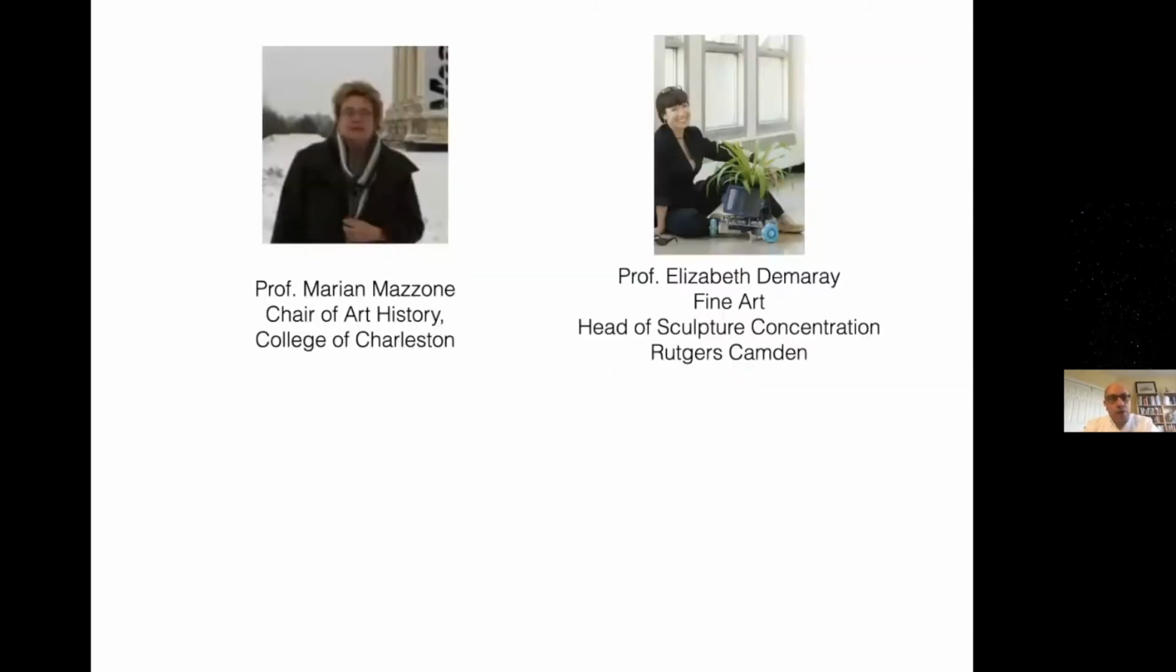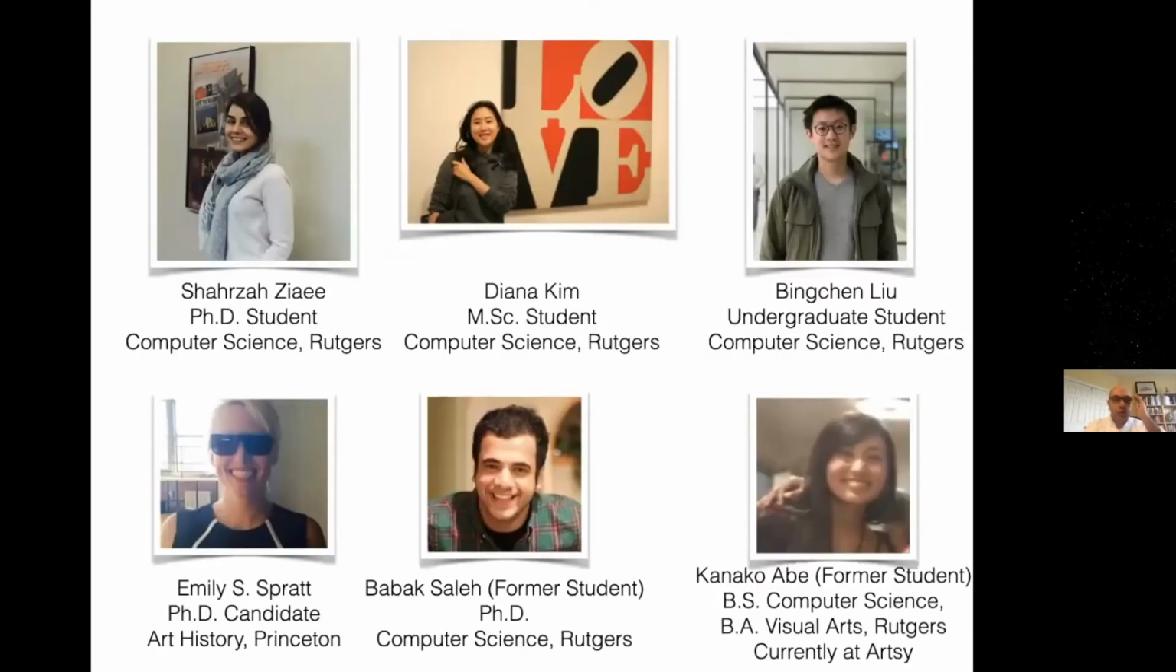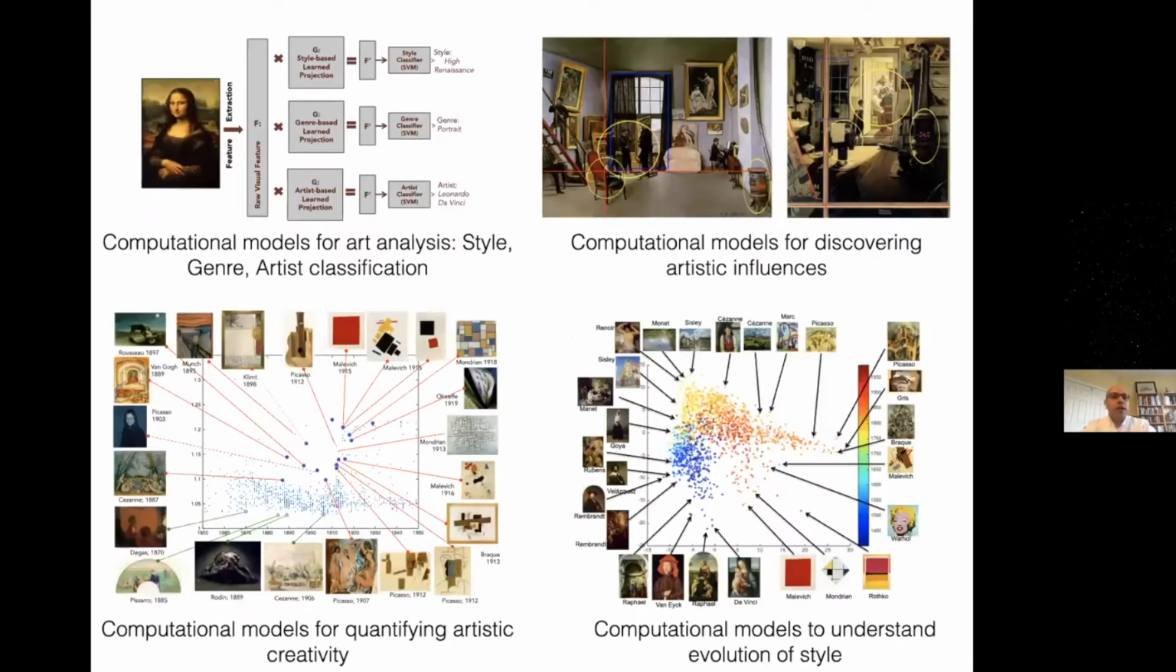And here are some of my collaborators from art history and from fine art, and I've been blessed to work with many students from Rutgers and from other universities as well. These are some of the activities that have been done through the years, and these are some things I'm going to talk about today. Building models to understand art, style, and genre, doing art classification, trying to understand influences between artists, trying to understand creativity, how to quantify creativity, how to generate art, and how to understand the evolution of art history. Many things have been done during these years.